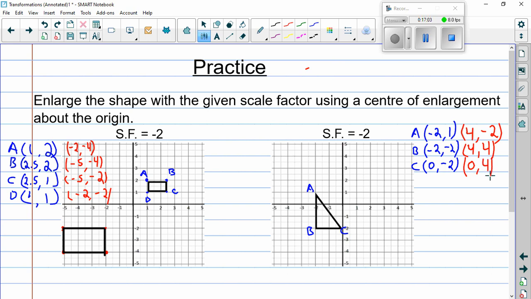So let's plot these points quickly. 4, -2 is here. Then we have 4, 4 is up here. And then we have 0 and 4. Sorry, I put that in the wrong spot. So we have lastly 0 and 4. Last thing we're going to do is draw our lines to connect because we're not quite finished yet. And now we are completely done.